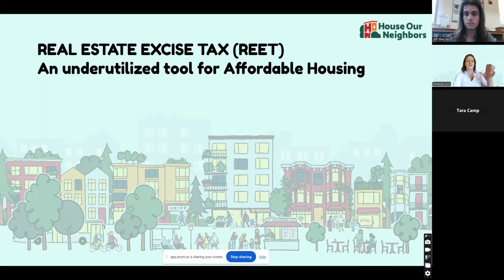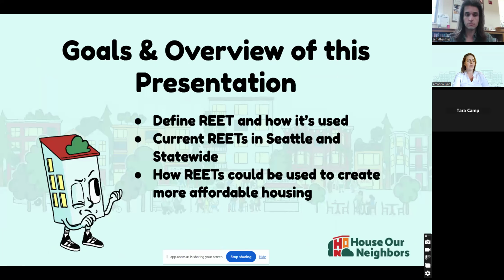And the entire purpose of this Lunch and Learn today is that it is an underutilized tool for affordable housing. And so that is what we are going to talk about. We're going to define it. We're going to learn what it means and how it's used. We're going to learn about how it's currently used in Seattle and across the state more broadly. And finally, we're going to envision a little bit how REET could be used for more affordable housing. And we'll have plenty of time at the end for questions and discussion about what is in the future for us.